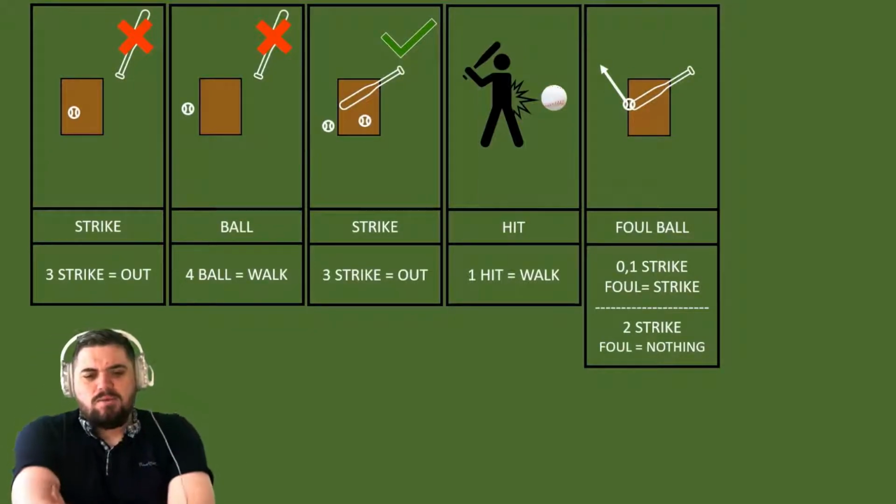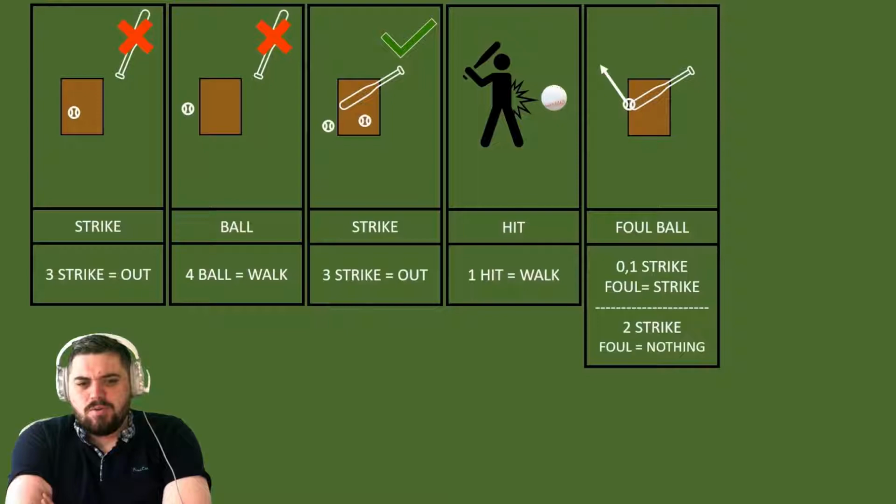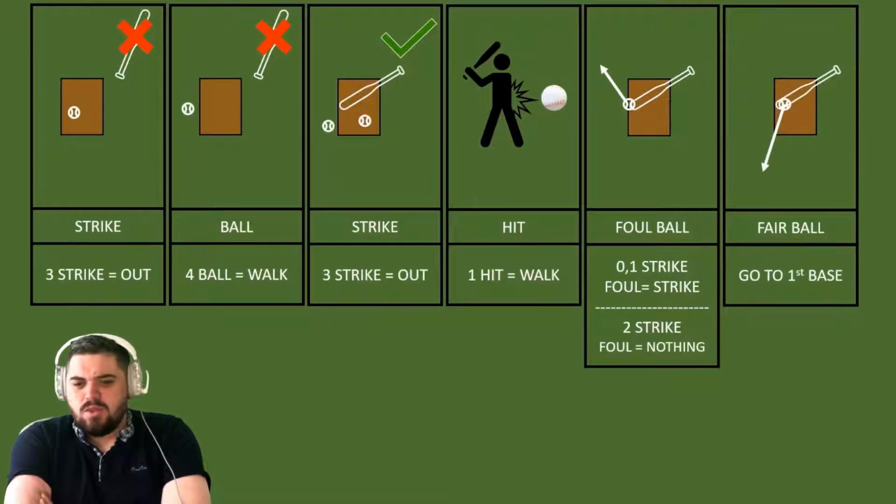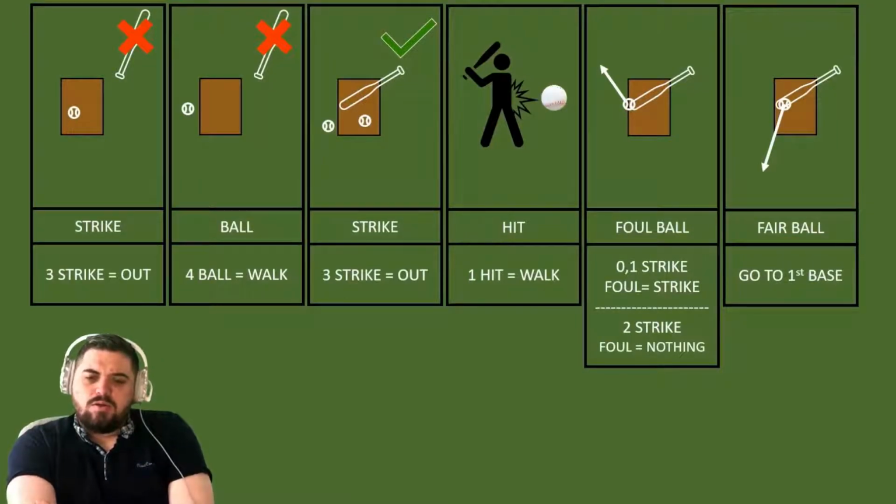If a player has 2 strikes, then the foul would do nothing. If a player contacts the ball and it goes into the fair area, it's called a fair ball. In that case, the batsman must go to the first base.